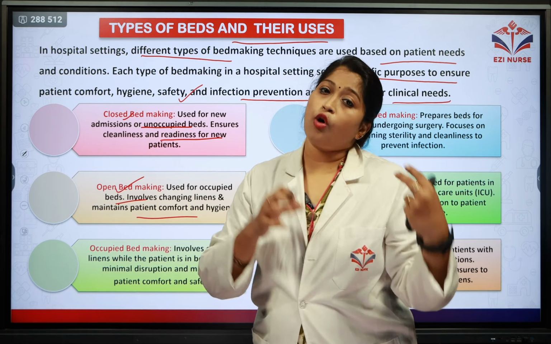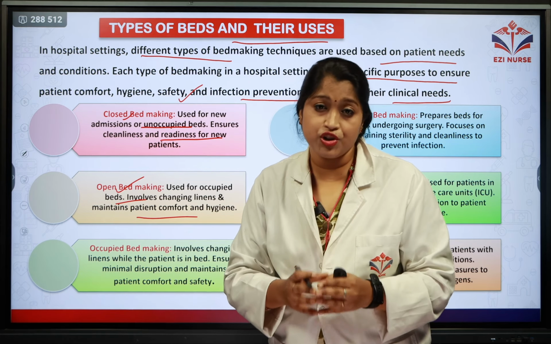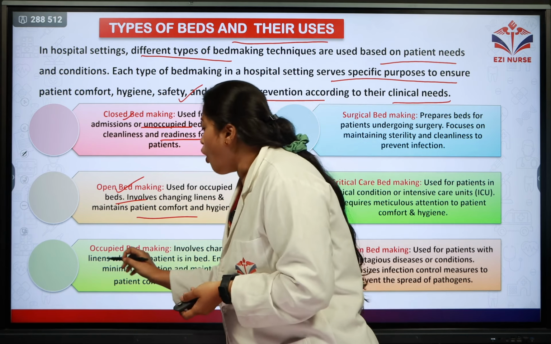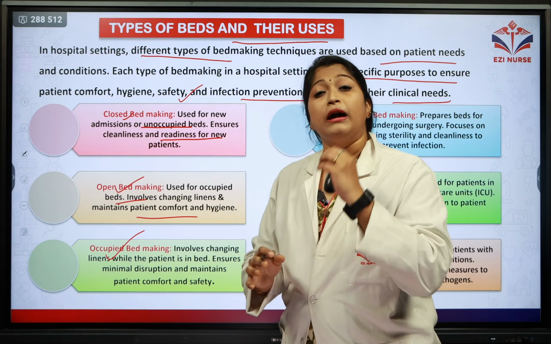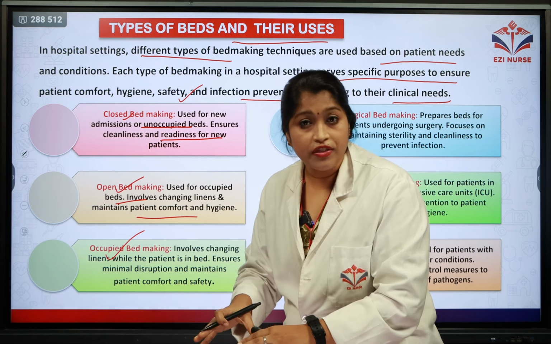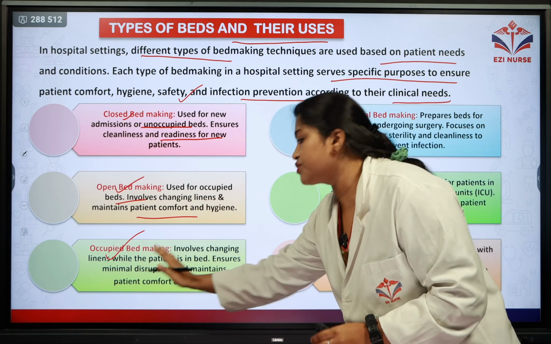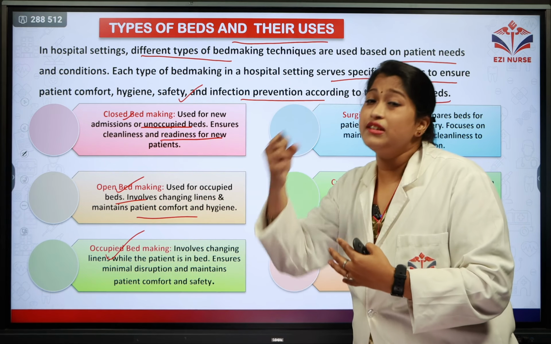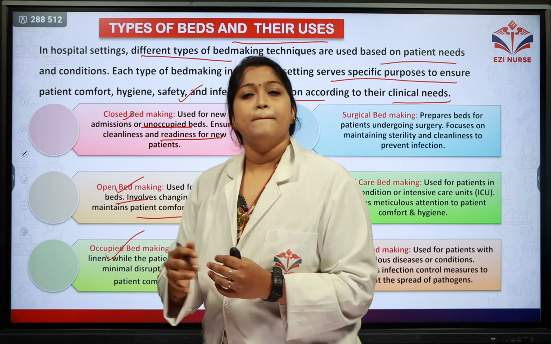In the sense, if the patient is already occupied, but still we need to keep on changing the bed linens in order to make sure the comfort and hygiene is maintained. Coming to the third type is the occupied bed making. In the sense, if the patient cannot move from the bed, but still you need to change the linens of the bed. And hence, with the patient on the bed, you are trying to change the linens and making sure there is no disruption to that patient's safety, as well as there is no disturbance caused to that patient. That should be kept in mind when you're making this occupied bed making.